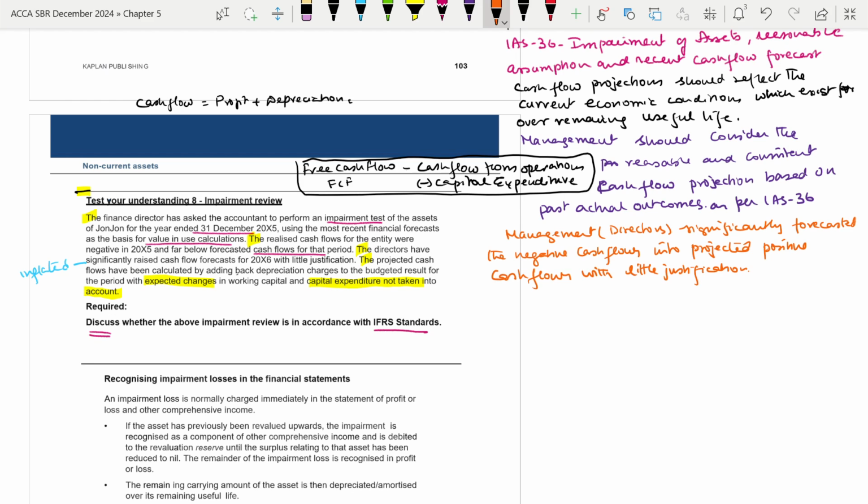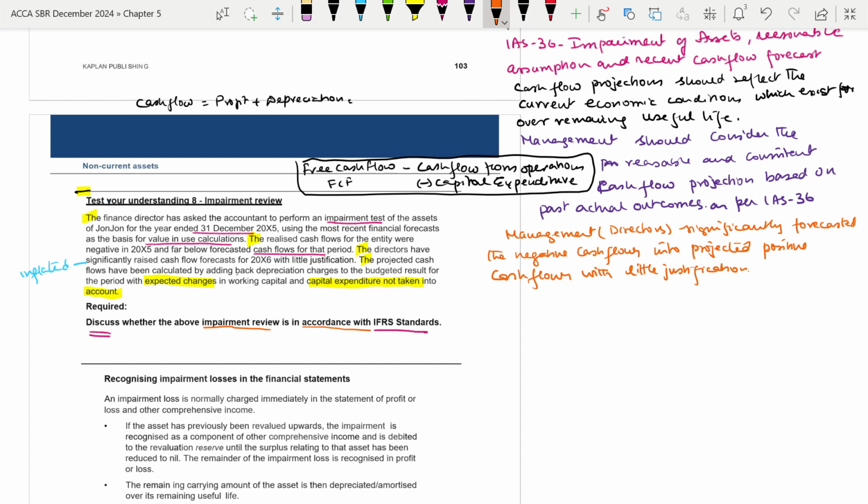So for the fair value calculation, we have to refer to the active markets, right? We have to think about active markets? We're going to compare the carrying amount with fair value less cost to sell, and value in use. They are asking whether the impairment review is in accordance with the standards. We are not talking about anything else.